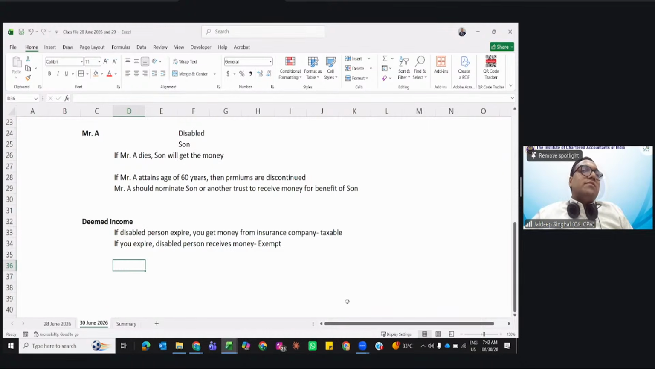In about 2 cases, where the son was receiving the lump sum or annuity in case of death of the father, or when he attains 60 years and receives a lump sum, in both cases it is taxable when the taxpayer receives it. When the son, the dependent disabled, receives the money, nothing is taxable. Only when the taxpayer receives the money, it is taxable.